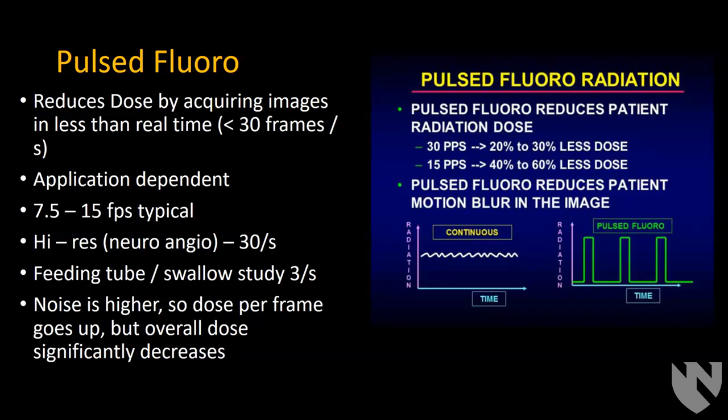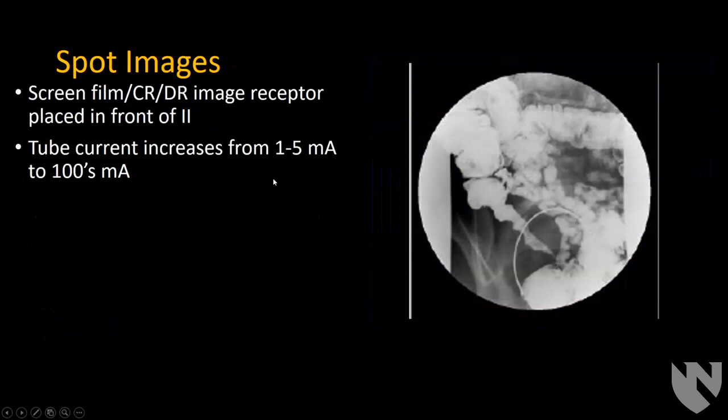The dose per frame goes up because you're not continuously sending the X-rays through, so you have to increase the dose per frame a little bit to overcome that noise. But overall, because you're not radiating all the time, the overall dose goes lower. If you're doing 30 pulses per second, you're looking at like 20 to 30% less dose, or 15 would be 40 to 60% less dose than doing continuous fluoro. So we pretty much never do continuous fluoro.